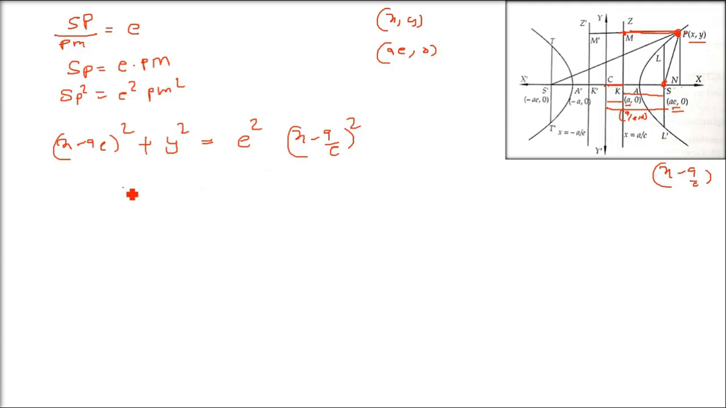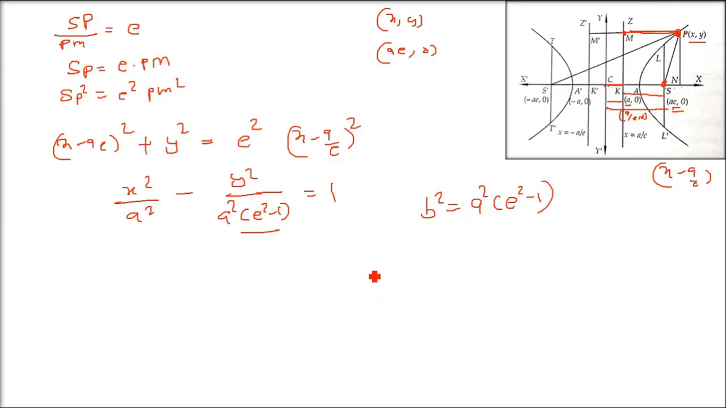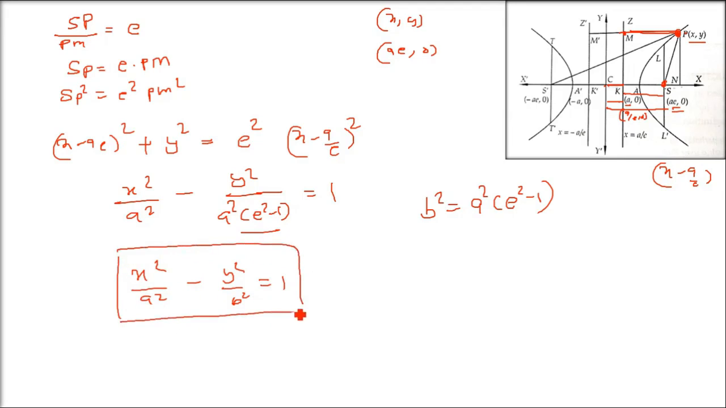And I told you earlier when we were discussing the ellipse, I actually solved it. So I'm just writing it directly because we have done it already. You know how to do this. So x square by a square minus y square by a square into (e square minus 1) equals 1. I have just rearranged, nothing else. Square, open, rearrange, where b square is equal to a square (e square minus 1). So this is your equation. This is the equation of a hyperbola. x square by a square minus y square by b square equals 1. We just rearranged SP square equals e square PM square, and this is the standard form of the hyperbola.